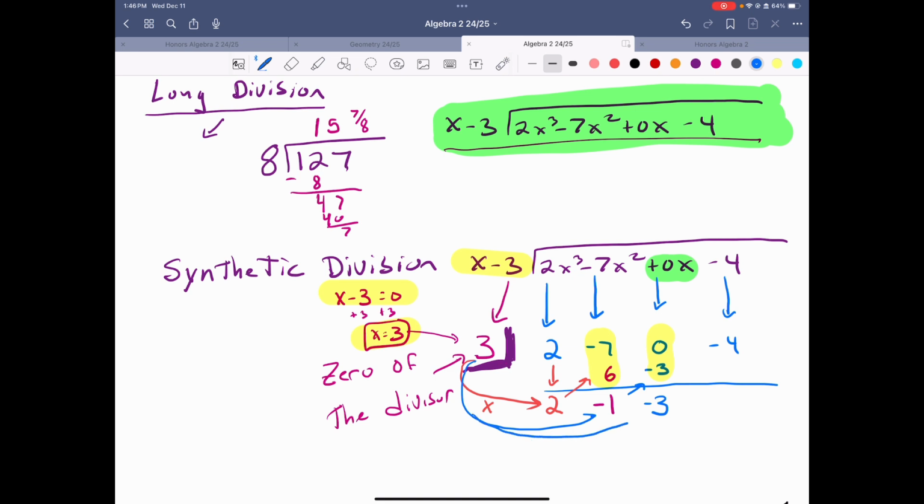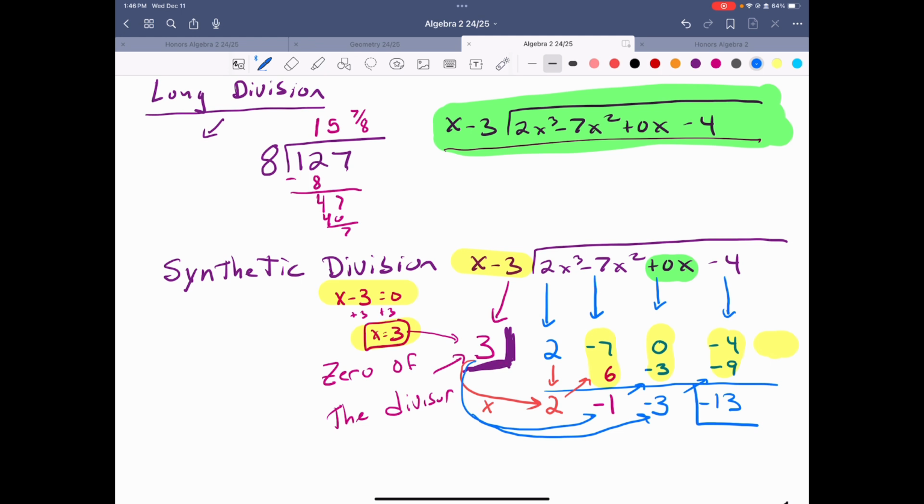Anytime it's below the line, you're going to multiply it by the 0 of the divisor. 3 times negative 3 is negative 9. So the result of multiplying always goes above the line. If they're both above the line, you add them together to get what's below the line. This last one, I've got nothing else sitting out here. There's nothing left out here.